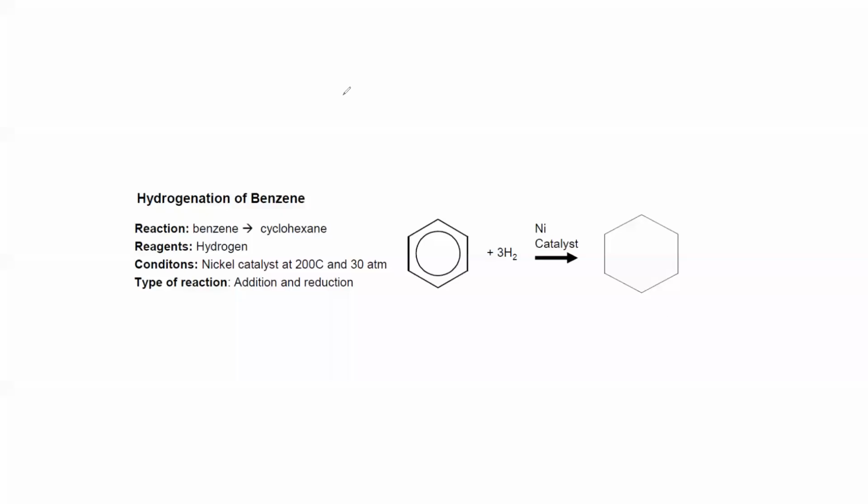Hydrogenation means addition of hydrogen. So when benzene hydrogenation is done, it will convert into cyclohexane, because all of the alternate double bonds, or delocalized double bonds, will break, which results in the formation of a cyclic alkane. Nickel is used as a catalyst at about 200 degrees centigrade and 300 atm, and the reaction is addition and reduction. Addition because only one product is there, and the term reduction means addition of hydrogen.